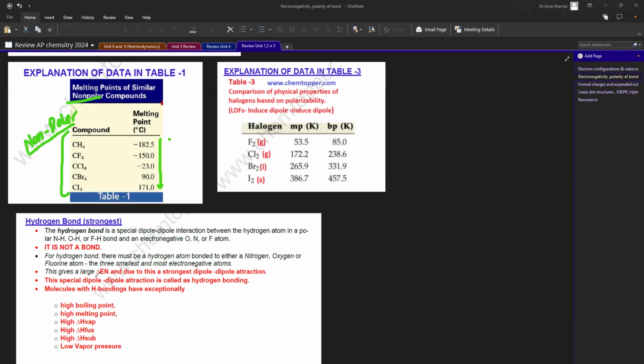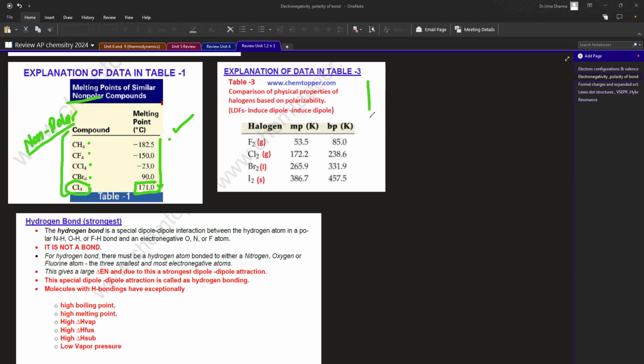LDFs. Now, what is happening to their molar mass and size? It's increasing. This one has the highest molar mass and the size. Dhruv, you're not answering. And that's why it has the highest melting point. So this can be a question.